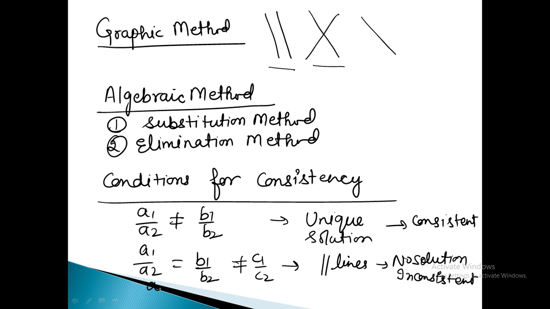And last, if a1 over a2 is equal to b1 over b2 is equal to c1 over c2, that means coincident lines, the same line, with infinite solutions. Infinite solutions means there are many solutions, and it is consistent.